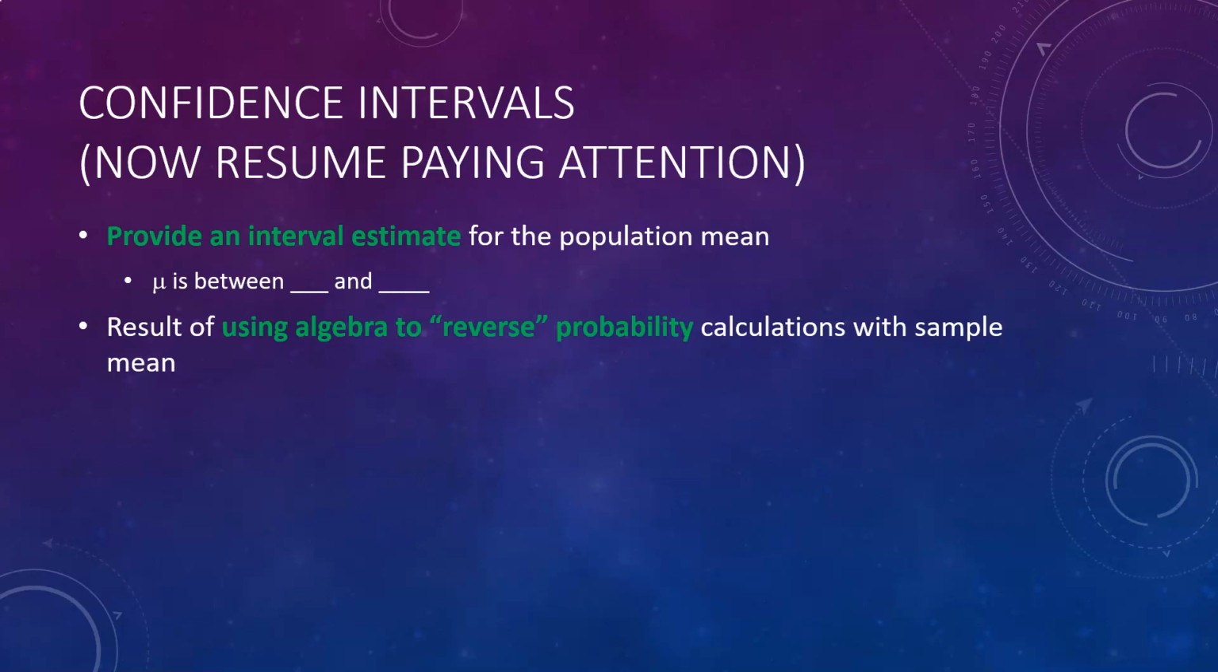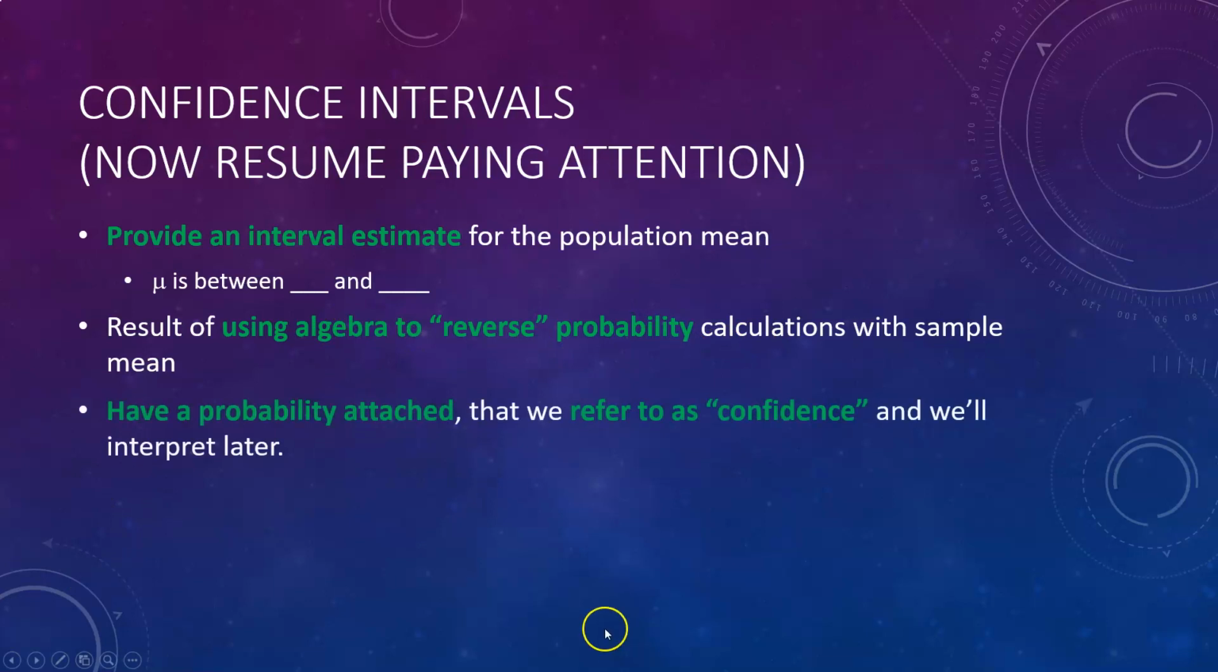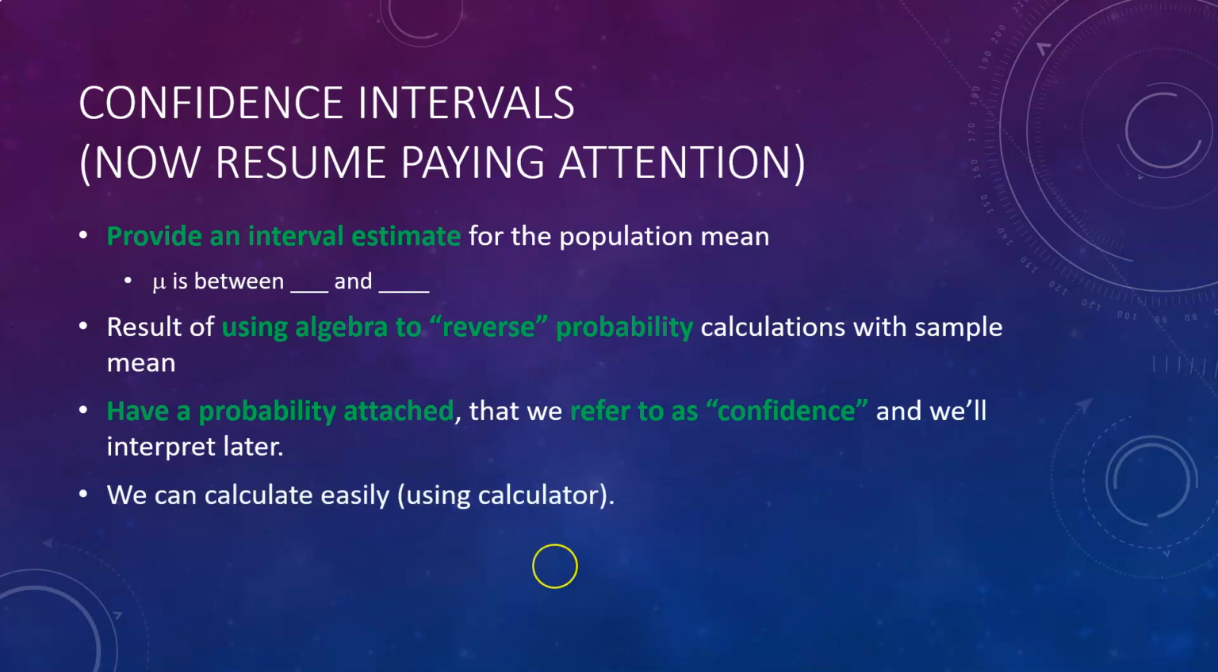Usually, if we did this the quote-unquote correct way, we would have the mean of a population and the standard deviation of a population, and use that to predict what we could expect to see in the sample mean. Because we typically don't have those, what we will do instead is use the mean of our sample and ask ourselves what kind of populations could give us this sample mean. And that process is done using algebra. That interval has a probability attached that we refer to as confidence, and has a very specific interpretation that we'll talk about later. The good news is that we can calculate this pretty easily using a calculator.